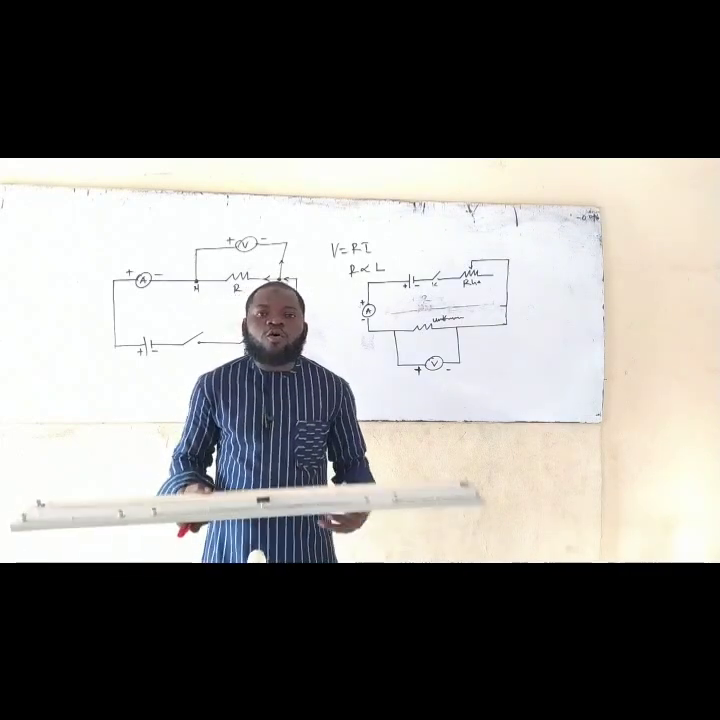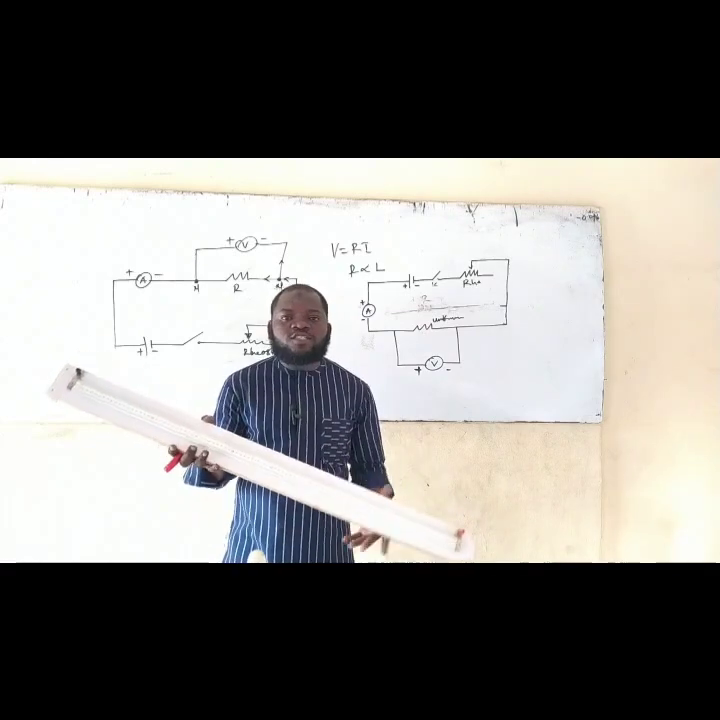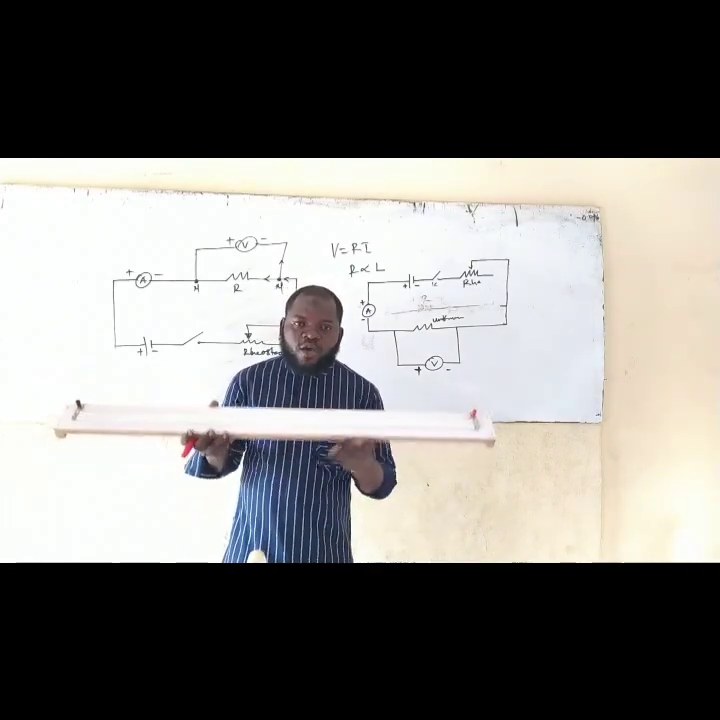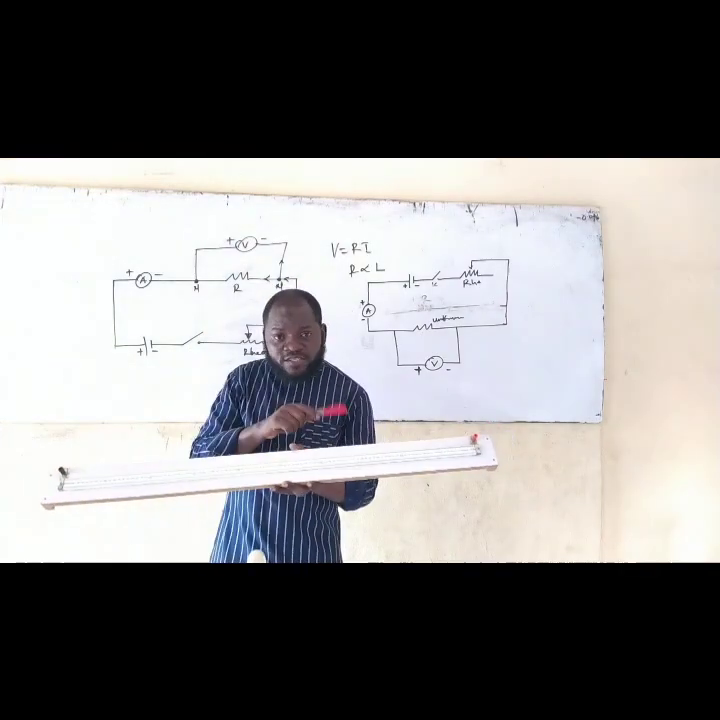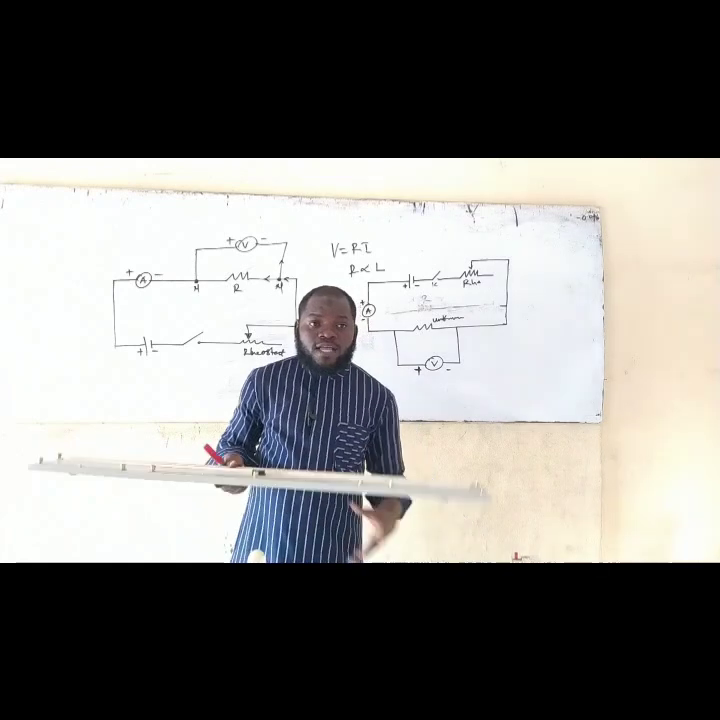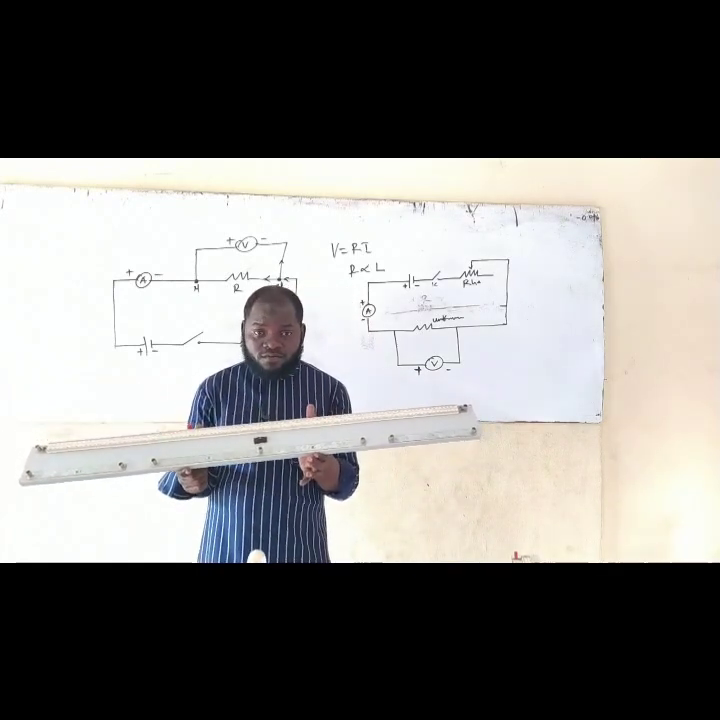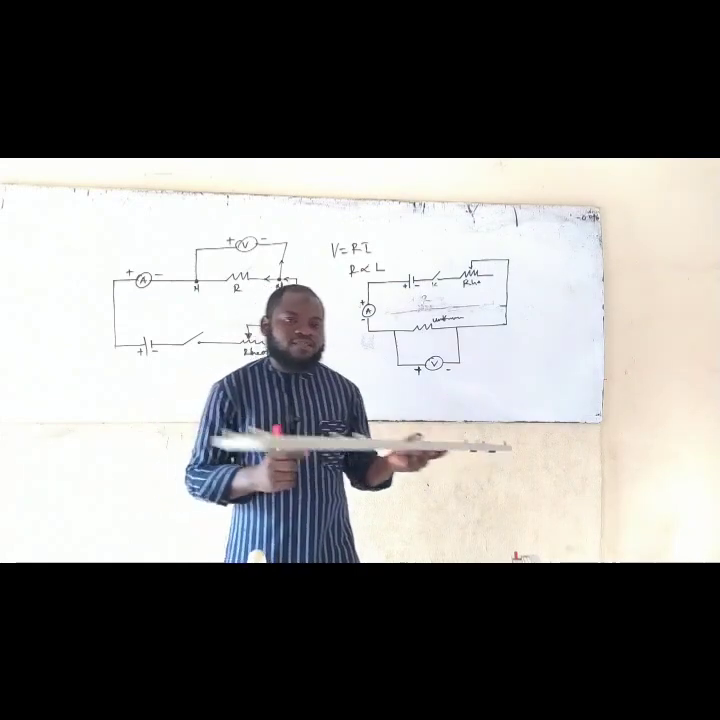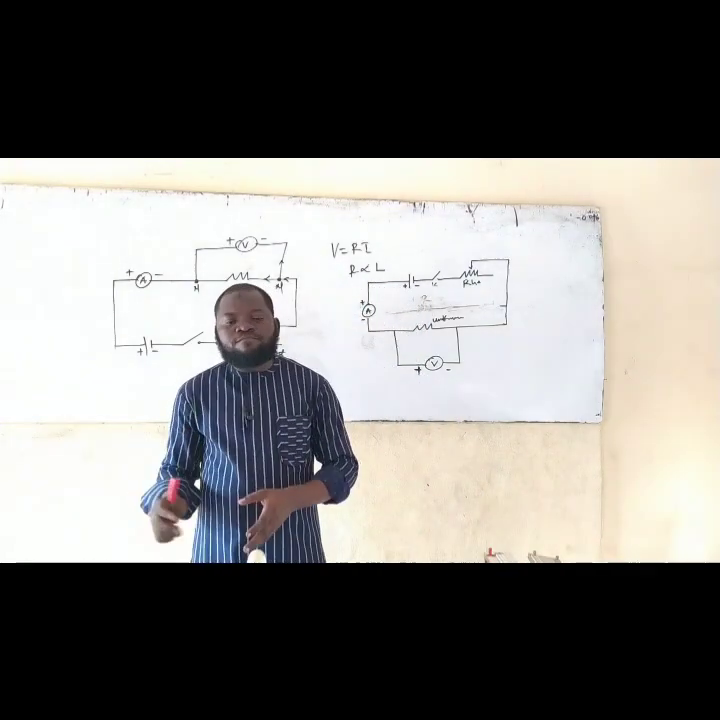So don't confuse this with this. This one is called potentiometer. When you look at it, it has just two terminals. Just make sure you see the difference. For this one, the Wheatstone meter bridge, it has up to 9 terminals. Is that okay now? So these are things that you need to get cleared before the main practical.